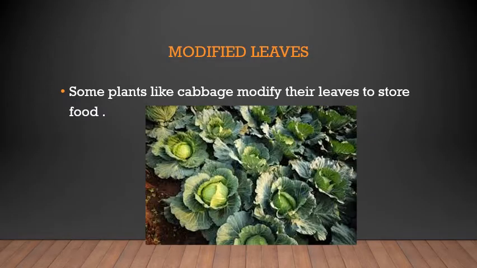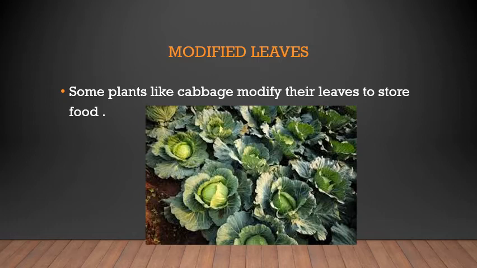Next is modified leaves. Some plants like cabbage modify their leaves to store food. Cabbage, you all must have eaten cabbage in your house, right? It's a good vegetable, right? So it is nothing but the leaves of the plant which store the food, and they look like a flower.